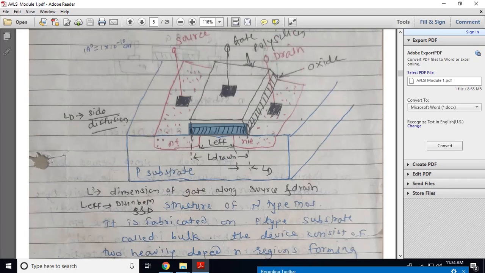NMOS is fabricated on a P-type substrate. The source is made up of N-type semiconductor material. The drain is also made up of N-type semiconductor material. N plus indicates that more electrons are available, so it is heavily doped. Electrons move from source to drain through this region, which we can call the channel. Initially this MOSFET is in the off condition.